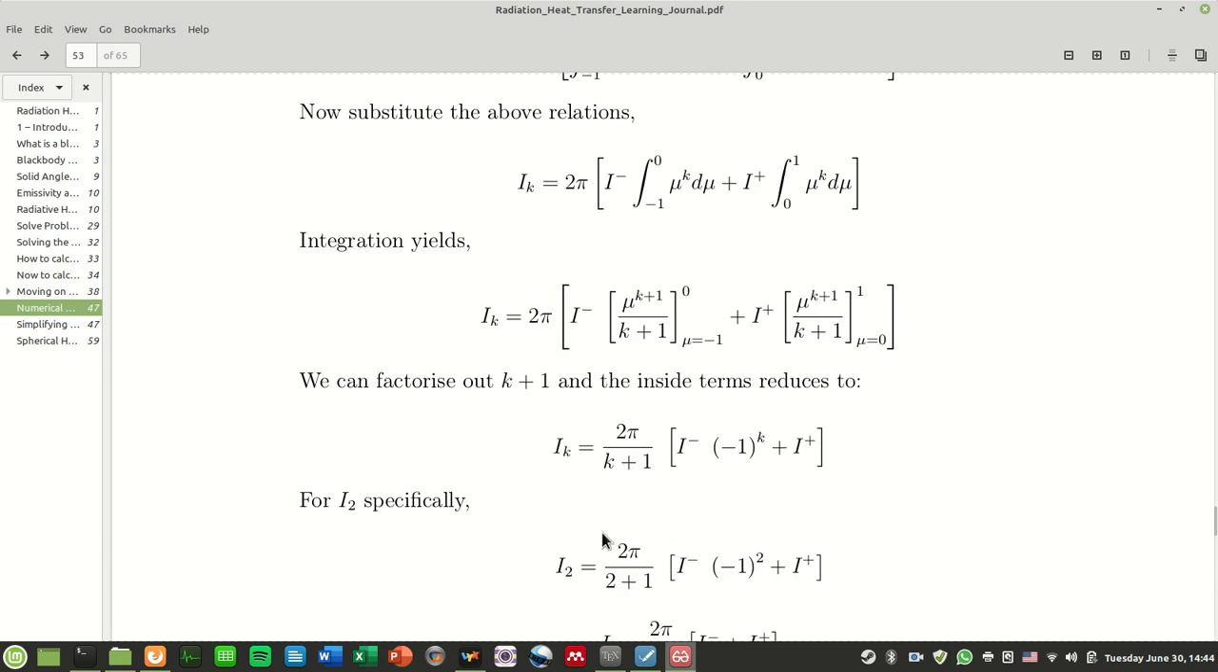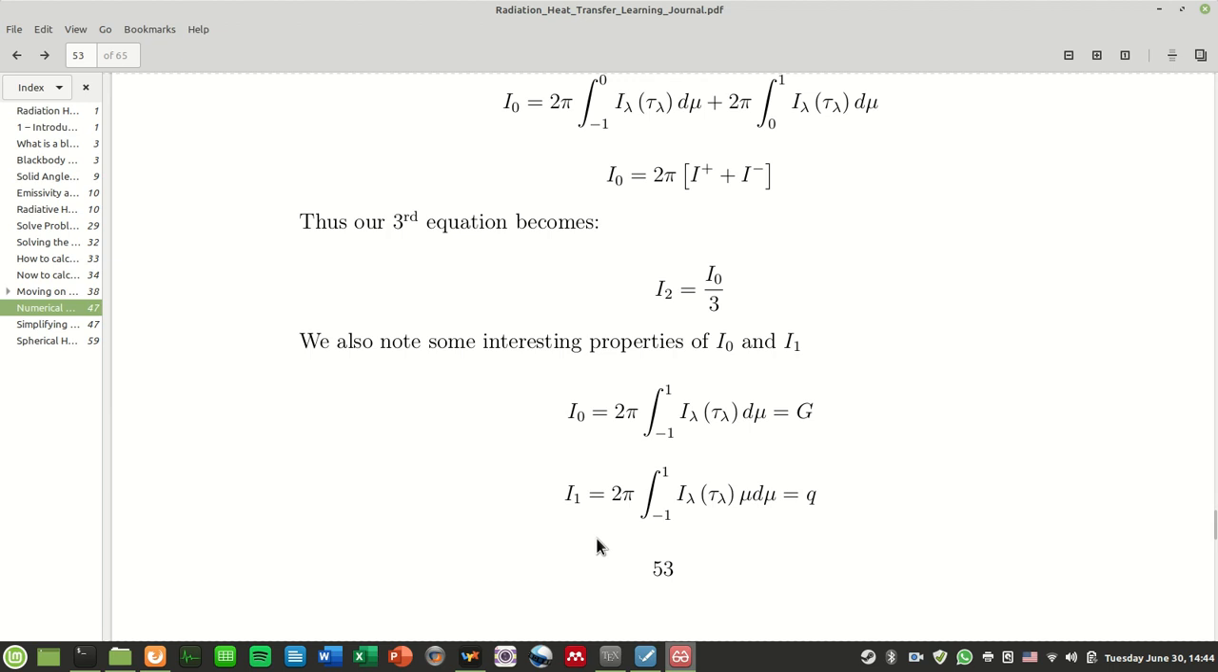Alright, suppose with me you solve all of that. What are we going to do with these moments? Suppose you know I2, I1 and I0. What then are we going to do? So I want to bring to your attention some interesting properties of I0 and I1, the 0th and first moment. So I0 actually has a very important significance here, and you'll be wondering why we add the 2 pi in front. This 2 pi actually makes I0 identically equal to G. G is this integral of the radiative intensity over all solid angles.